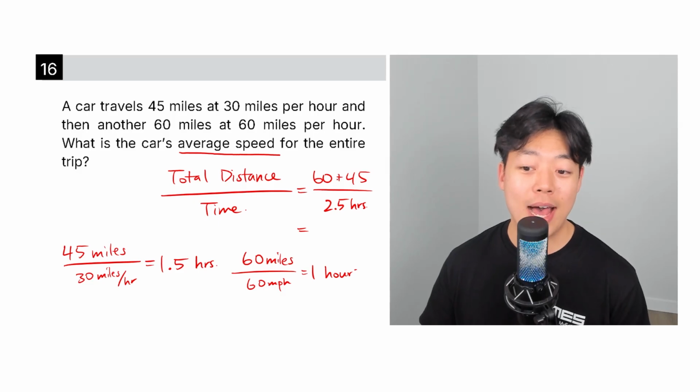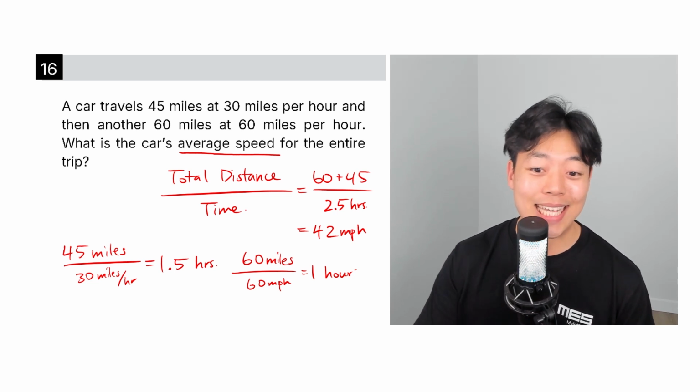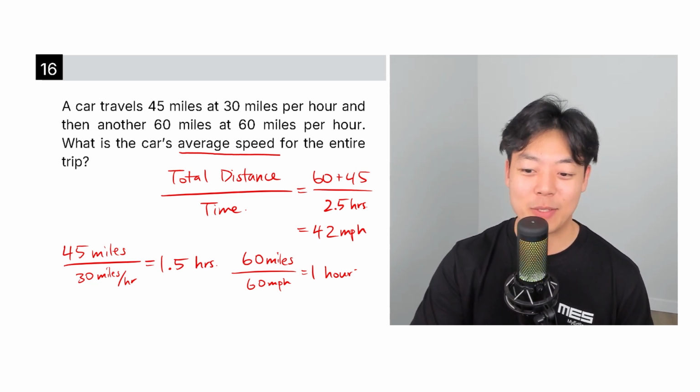And if we do 105 divided by 2.5, I believe that will be 42. 42 miles per hour will be our average speed for the entire trip. Don't ask me how I did that in my head.